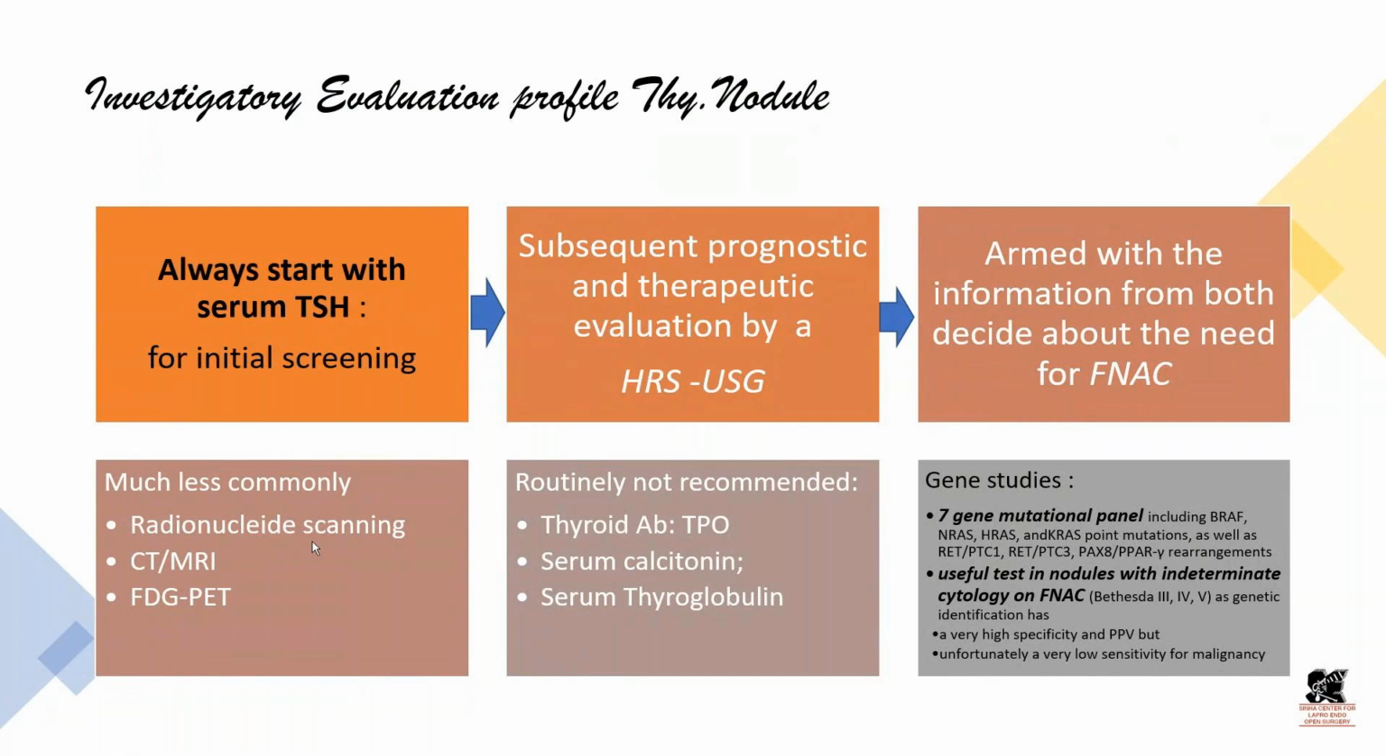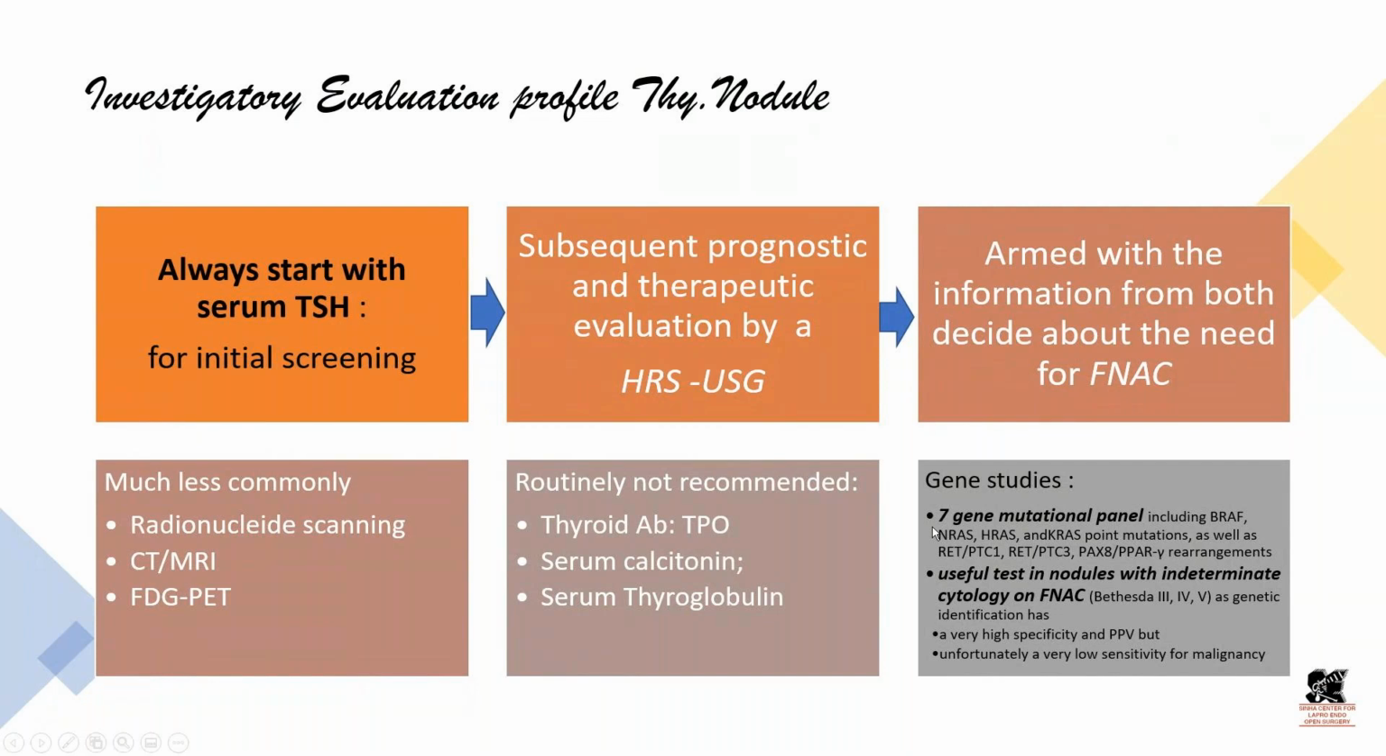Much less commonly done investigations include radionuclide scanning, which is usually I-123, but it's not easily available, so they take the help of iodine 131, a CT, MRI, and a PET scan. These are routinely not recommended. The other investigations are the antibodies, the serum calcitonin, and serum thyroglobulin, which are indicated for specific types of malignancies. And then, of course, gene studies, which now have a major role to play, especially in the indeterminate types of malignancy.